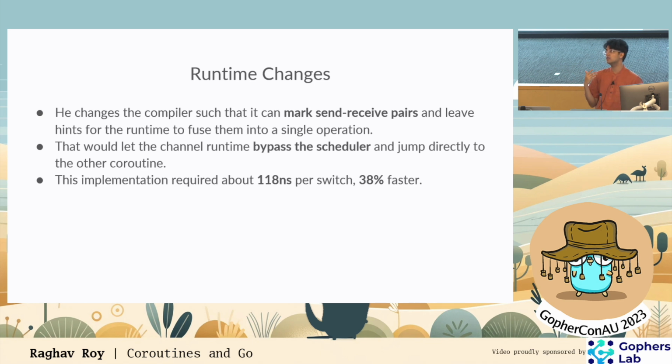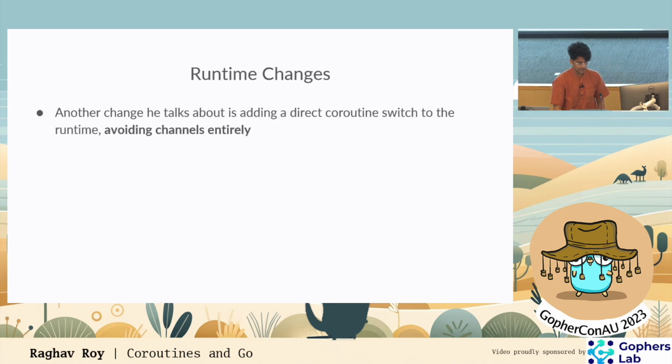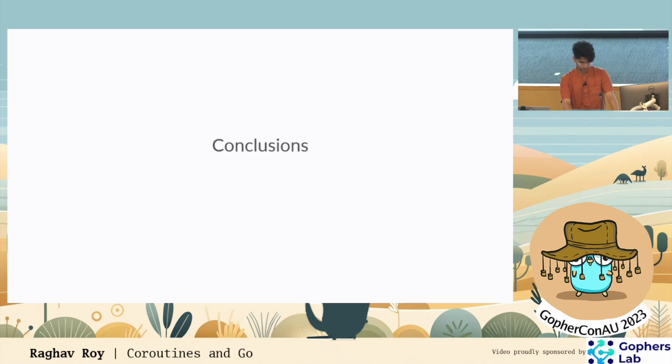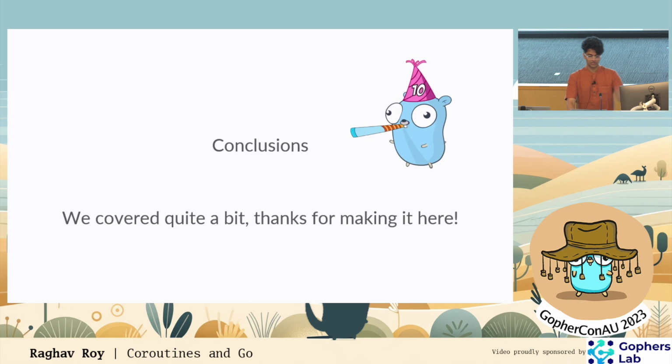And this actually reduced the time taken by 38%, and was just 118 nanoseconds in this case. And another change he talks about is a direct coroutine switch without the use of channels, because channels are pretty general purpose, and they can do a lot of things that you don't need for this sort of an implementation. And that actually just took 20 nanoseconds, which was 10 times faster than the original implementation. And that's super cool. So yeah, conclusions very quickly.